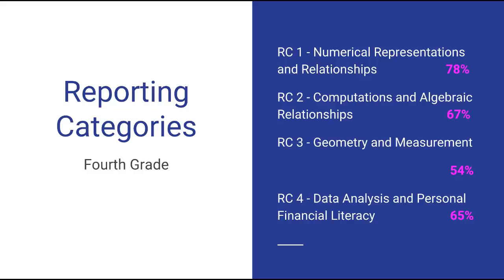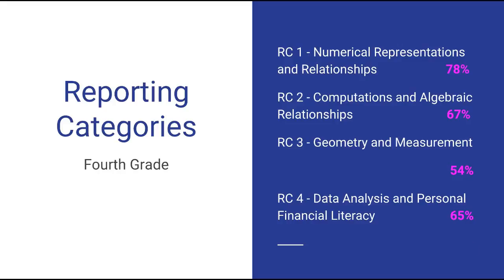Looking at reporting categories, we have reporting category 1. 78% of our students mastered reporting category 1. That was our strongest reporting category. Then reporting category 2, we had 67% mastery. And then reporting category 3 was our lowest scoring category with 54%. Anytime we see such a gap between our different percentages, we know that there's something that we need to really focus in on. And in this case, it is really reporting category 3. Reporting category 4, there was 65% mastery.